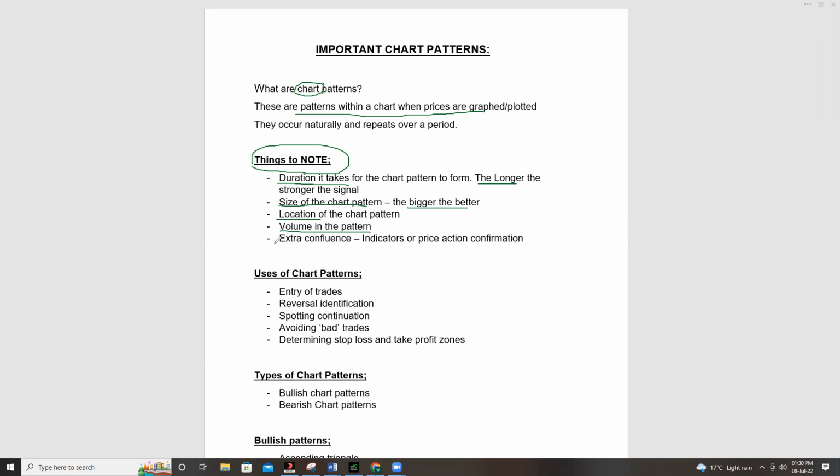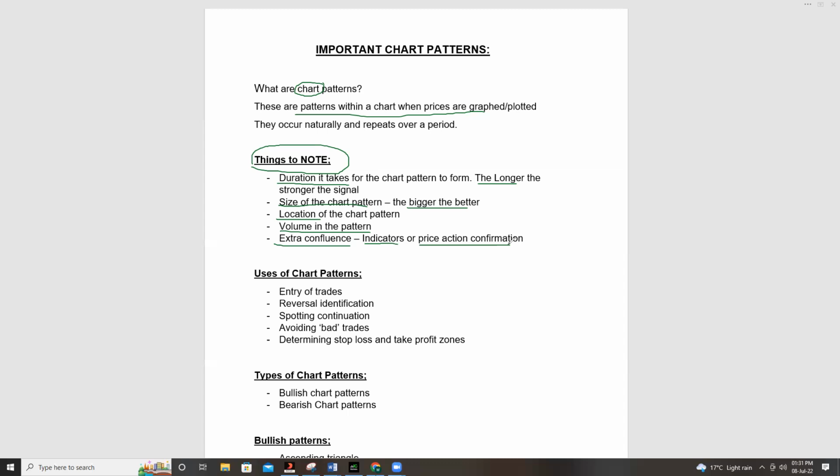And last but not least, we have the extra confluence. Now, the extra confluence is basically extra confirmation. You can get it from indicators, maybe the RSI, the volume, or the TDI, but you can also get price action confirmation. When you talk about price action confirmation, this would be how the market is behaving at that particular point. Because what is price action? This is the behavior of the market at a price point.